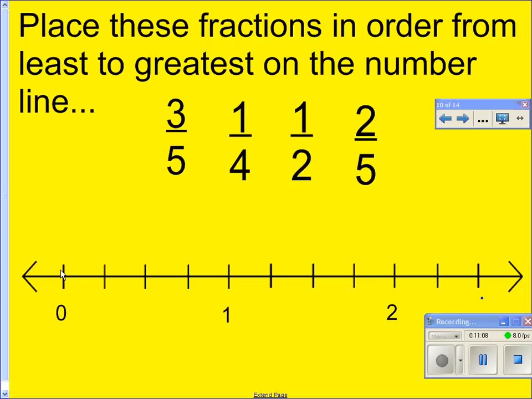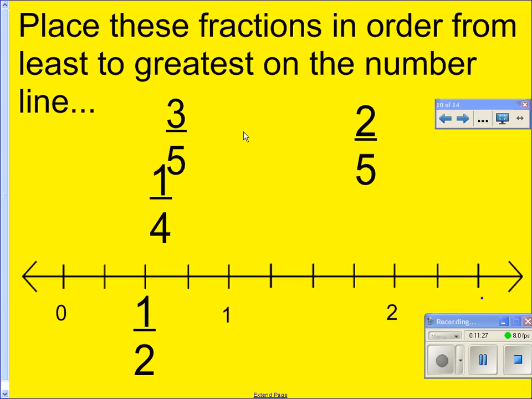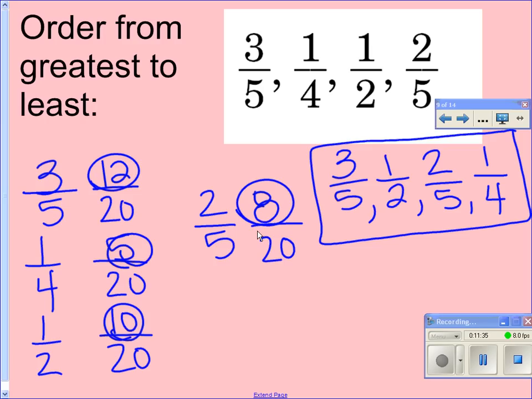So we have 0 all the way to 1 and 2. Okay, 3/5, 1/4, 1/2. Well, 1/2, we know that that is going to be halfway in between 1 and 0. So there's 1/2. And we know 1/4 is halfway in between 1/2 and 0. So there's 1/4. Now 3/5 and 2/5. The equivalent fractions were 12/20 and 8/20.